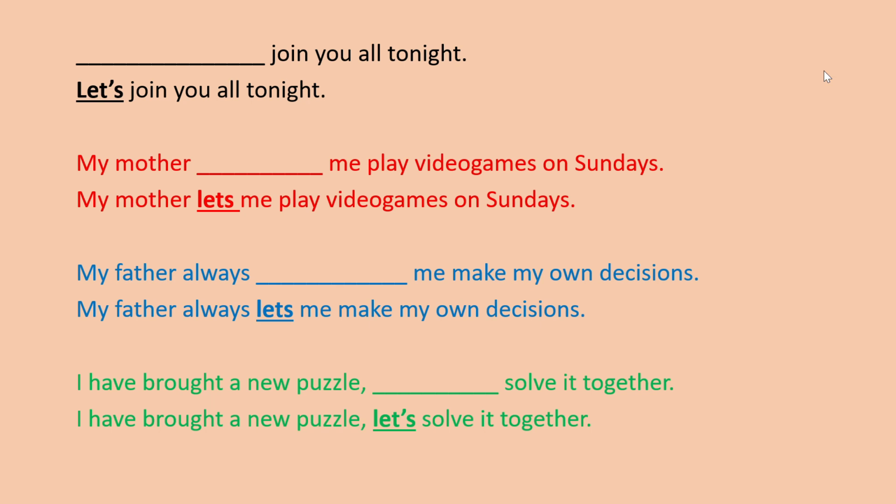A small tip: if you look at the verb lets, the verb lets always needs a pronoun after that. My mother lets me play video games. My father always lets me make my own decisions. So in case of the verb lets, you always need a pronoun after that. While in case of let's, the contracted form of let us, you don't need a pronoun after that word.